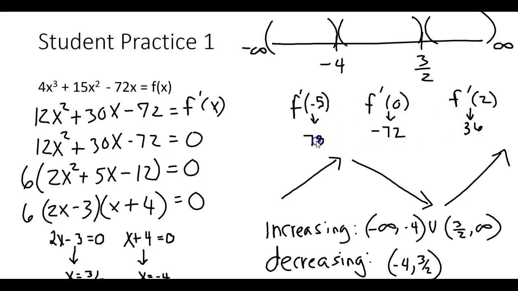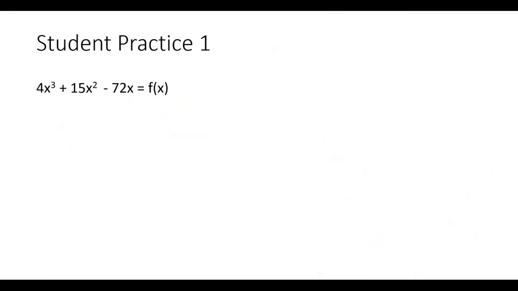And as you guys can see, this is positive, so that would mean that my function is increasing on this interval. And then for f prime of 0, it's negative, so it's decreasing. And then on the last interval, it's positive, so it is increasing. And here is the final answer, how you would write it out. As you can see there, from -infinity to -4, and also from 3/2 to infinity, it's increasing and then decreasing on the one in the middle. And that's it there.